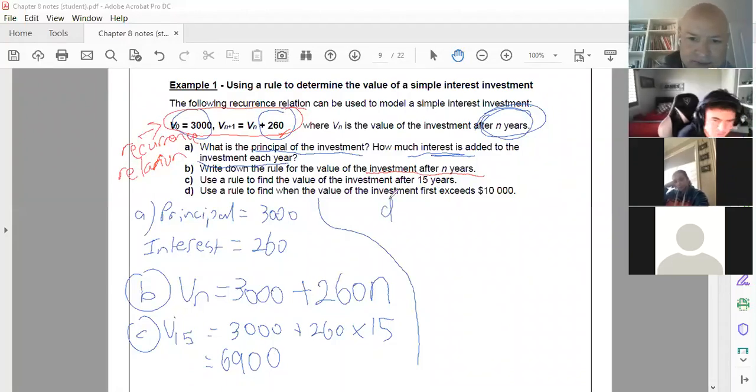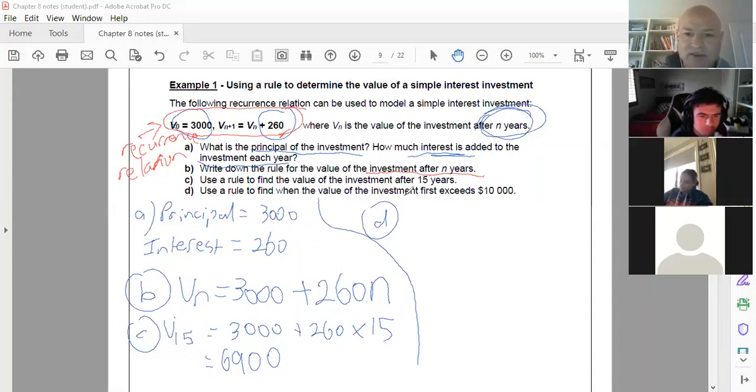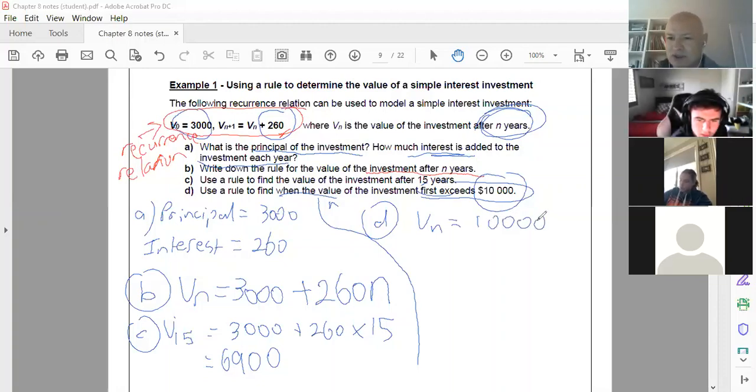Part D says, oh, let me just bring that a bit lower. Part D. Use the rule to find the value of the investment when it first exceeds $10,000. So we have to find our N, but we know that we want it to be $10,000. So let's put the V of N equal to 10,000, just equal to it. We know it says more than 10,000, but we'll put it as equal to it. And then we're just going to solve on our calculator. So I'm going to leave a little space here so I can write the word solve.